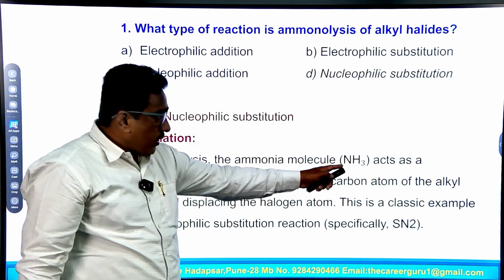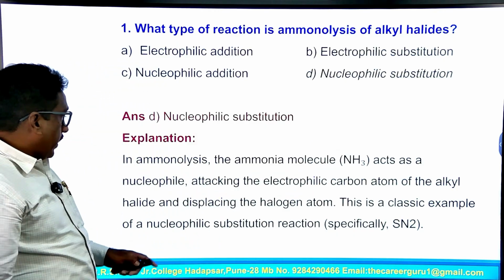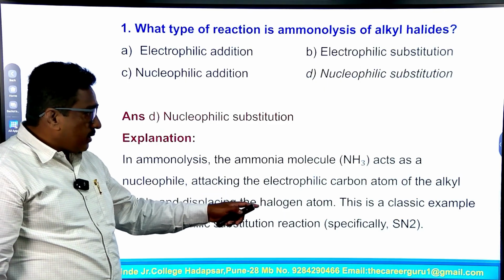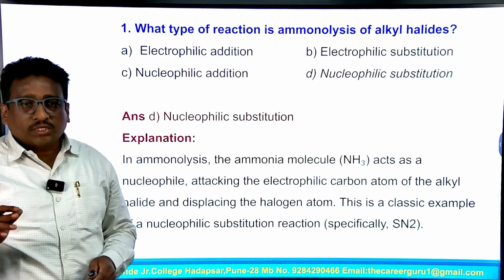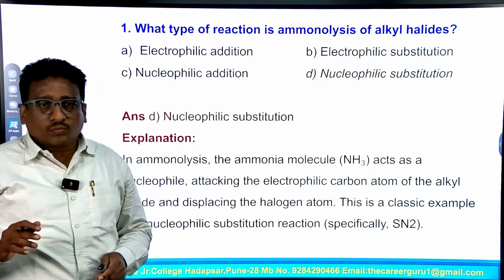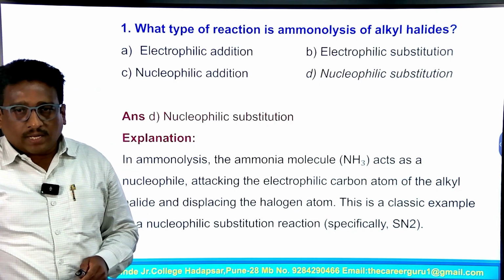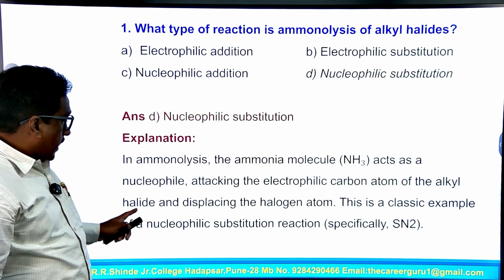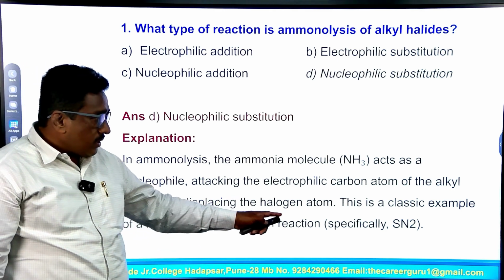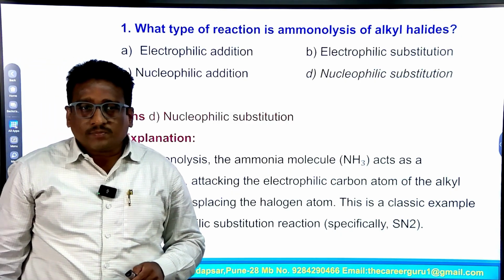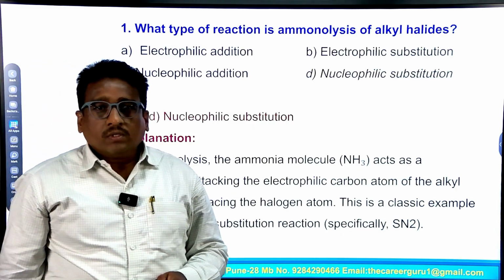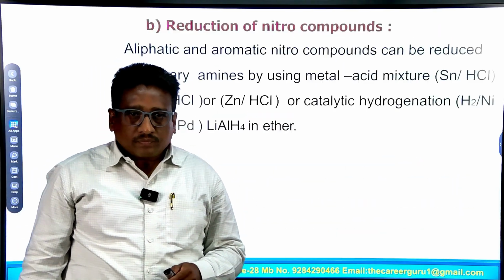So, this ammonia molecule acts as a nucleophile and attacks the electrophilic carbon atom, because the carbon atom has a partial positive charge. So, this NH3 is attracted towards this carbon atom of the alkyl halide, displacing the halogen atom. So, this is the classic example of nucleophilic substitution, and especially it is a type of SN2 reaction mechanism.